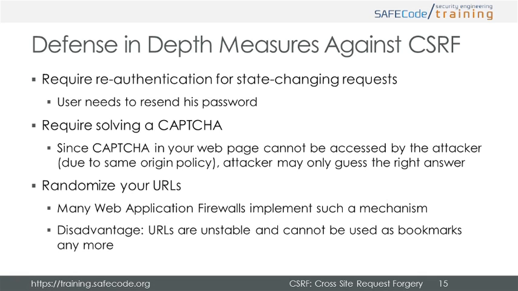Randomized or encrypted URLs may also help defend against CSRF attacks. In this case, a string that varies among sessions replaces part of the original URL, with the resulting URL becoming invalid across sessions. Many web application firewalls offer this mechanism. However, there is a disadvantage. Randomized or encrypted URLs are unstable and cannot be bookmarked.